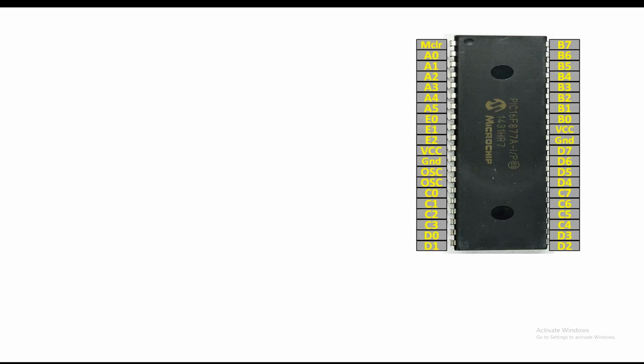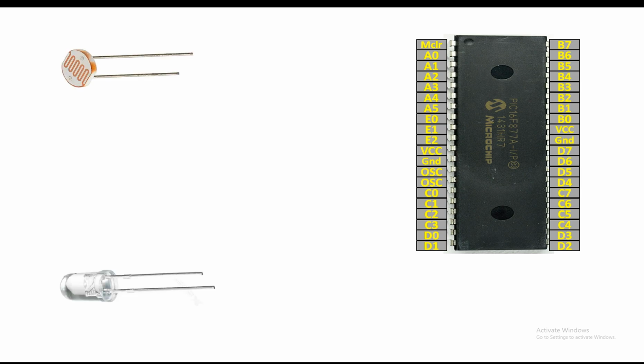So let's get started. So guys, this is our PIC16F877A microcontroller having 40 pins. It's a DIP version, and this is the LDR sensor. And this is our LED having 2 pins, and LDR also has 2 pins. So let's first connect the LDR with the PIC. So I name one pin as value, the other pin as 5 volt. You can shuffle these 2 pins, it doesn't matter.